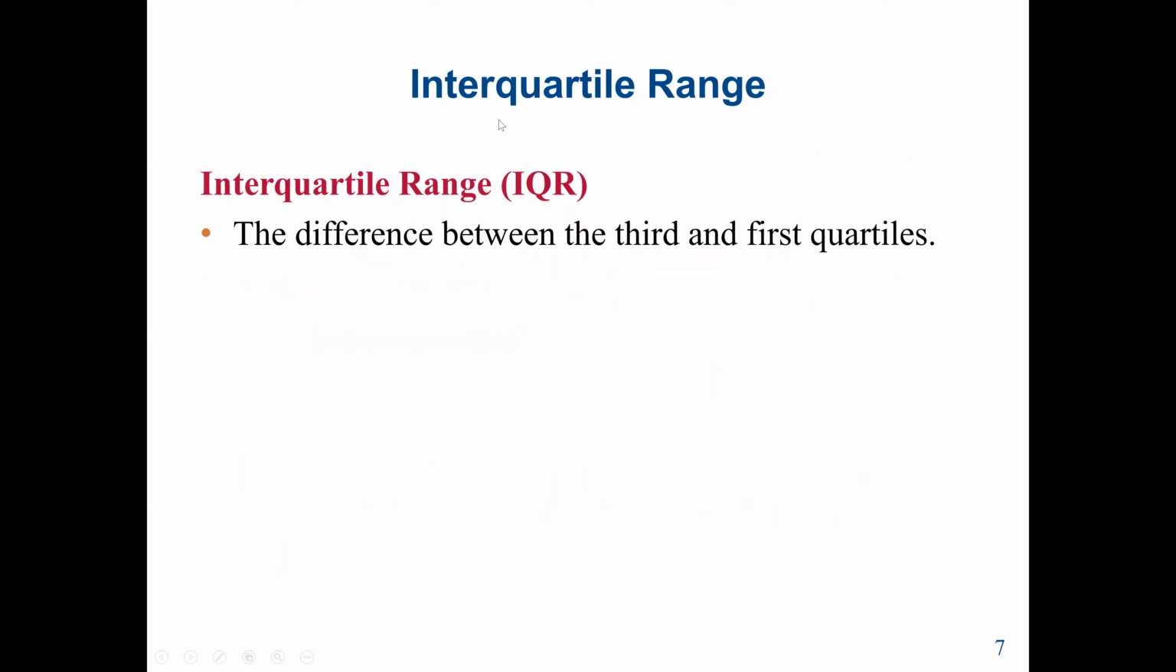So next we go to the interquartile range. Interquartile range normally is the difference between the third and the first quartiles. So it will be Q3 minus Q1. Also, the interquartile range will help us to find what we call the outlier data, if the data is too small or too large.